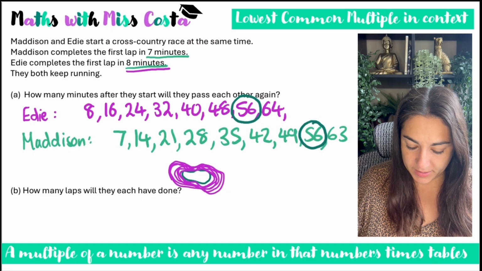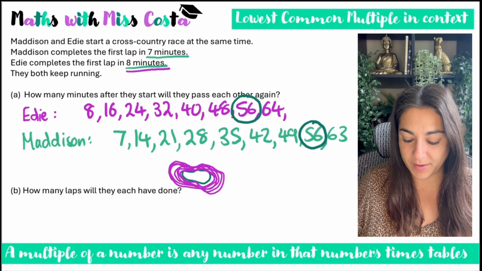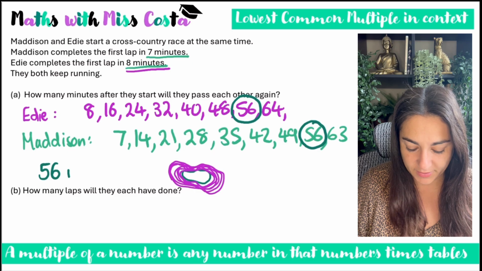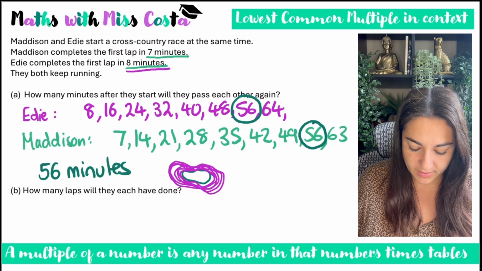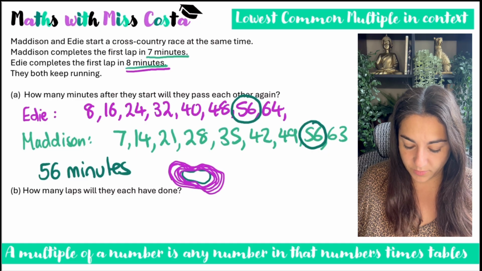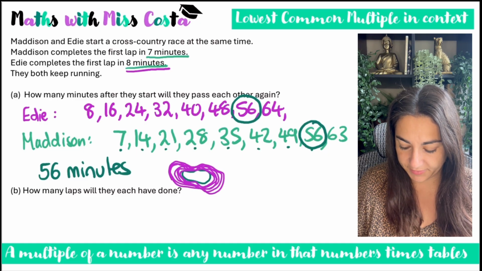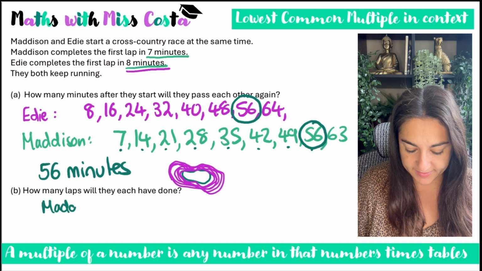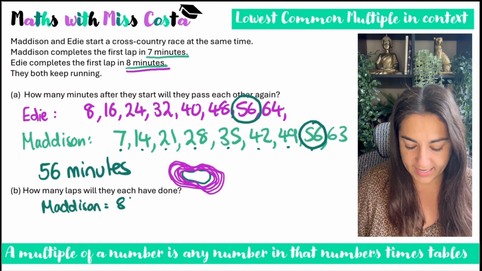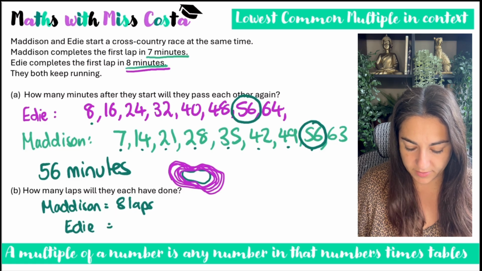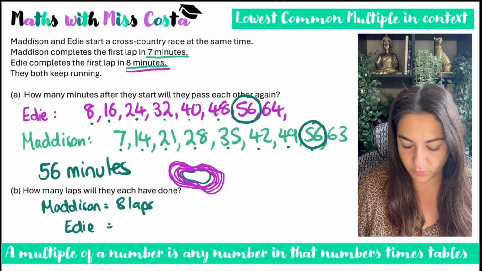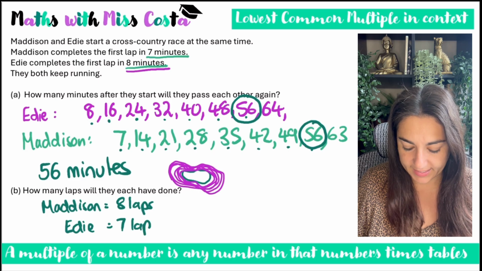So how many minutes after they start running will they pass each other again? That's going to be after 56 minutes. And how many laps will they each have done? Well, Madison will have done 1, 2, 3, 4, 5, 6, 7, 8. So Madison will have done 8 laps. And then Edie will have done 1, 2, 3, 4, 5, 6, 7. 7 laps.